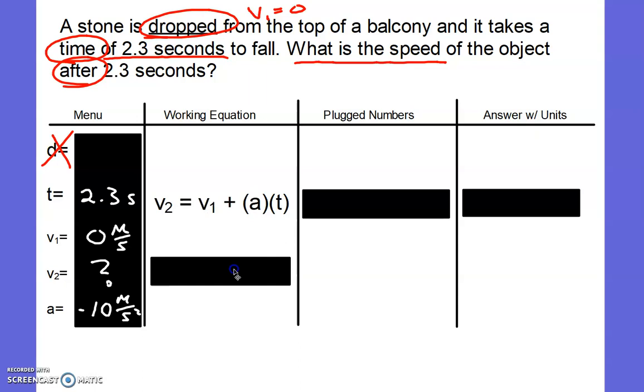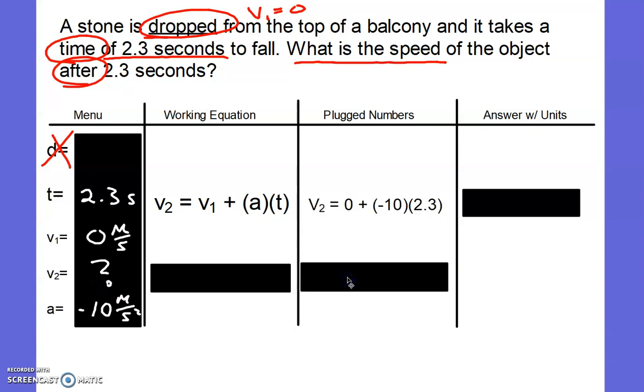So I want to use that formula, the first one, when I'm solving. Now if I look here, in place of the letter T, I'm going to write 2.3. In place of V1, I'm going to write a 0. In place of A, I'm going to write -10. My V2, since that's my question mark, will stay as a V2. And at this point, I can solve.